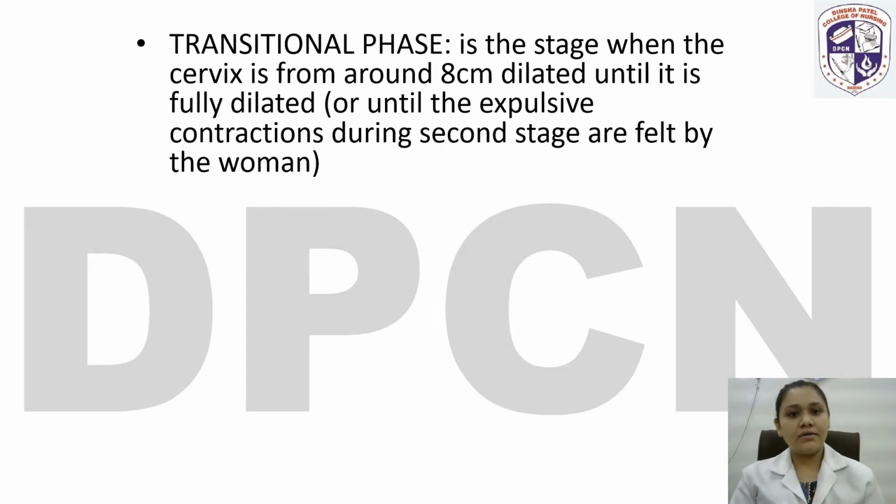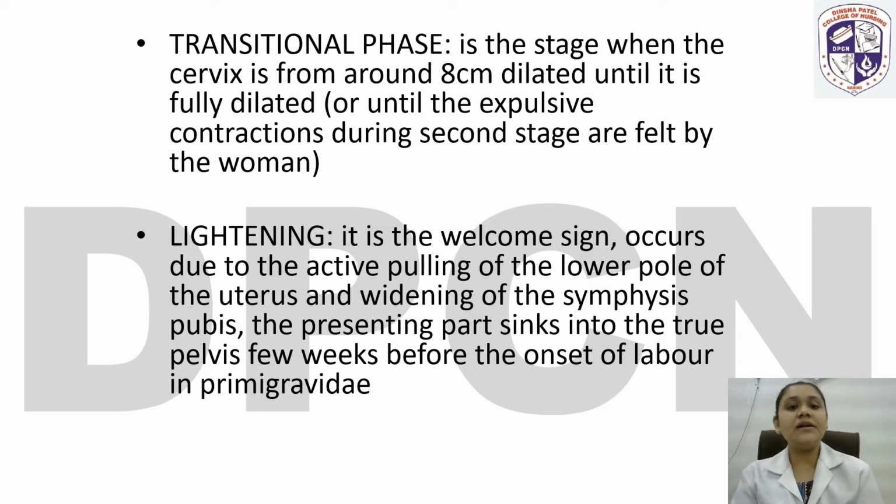Another terminology is the transitional phase. It is the stage when the cervix is around 8 cm dilated. The cervix is dilated about 8 cm until it is fully dilated, that is 10 cm of dilatation. Then we can get the expulsion of the fetus, until expulsive contractions during the stage are felt by the woman. That is called the transitional phase.